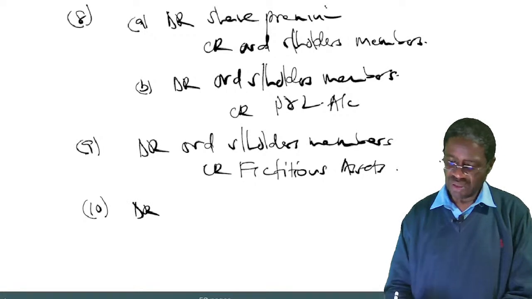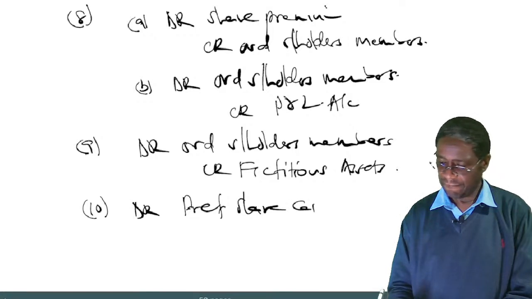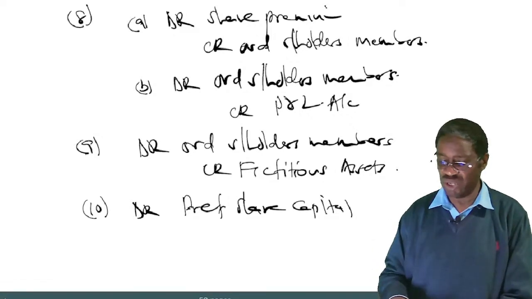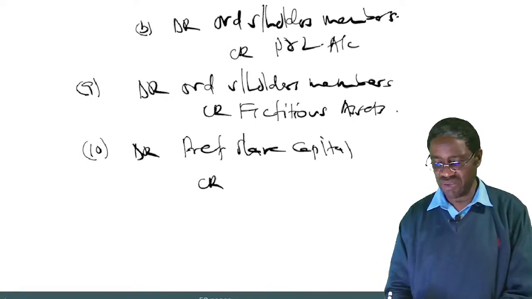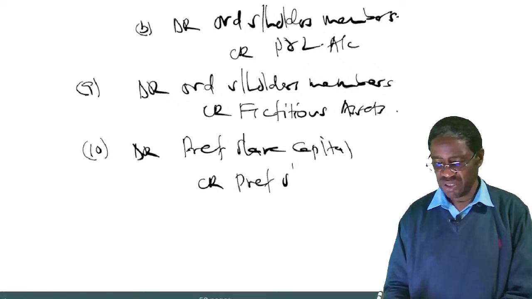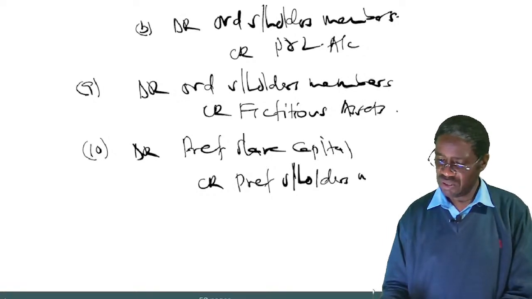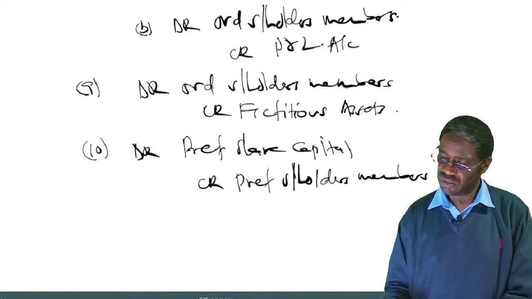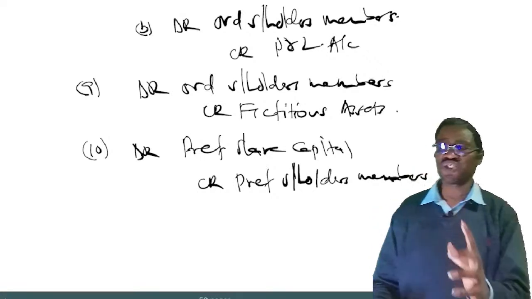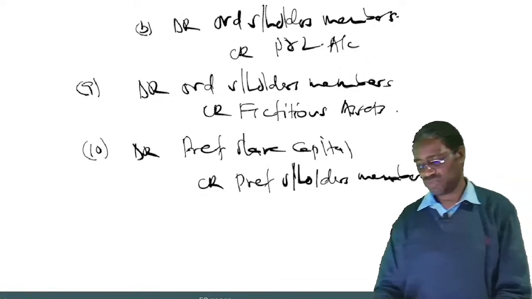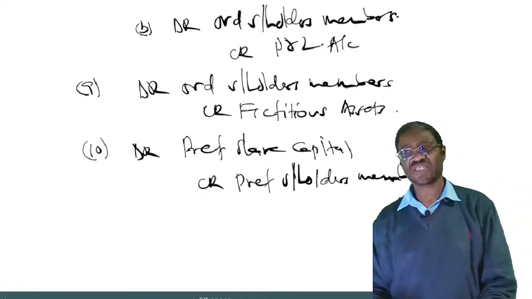Debit preference share capital. We are closing it. It's an amount we owe to the preference shareholders. Then you take it to the liability, which we are calling preference shareholders members. So we are debiting preference share capital and crediting preference shareholders members account. That's number 10.